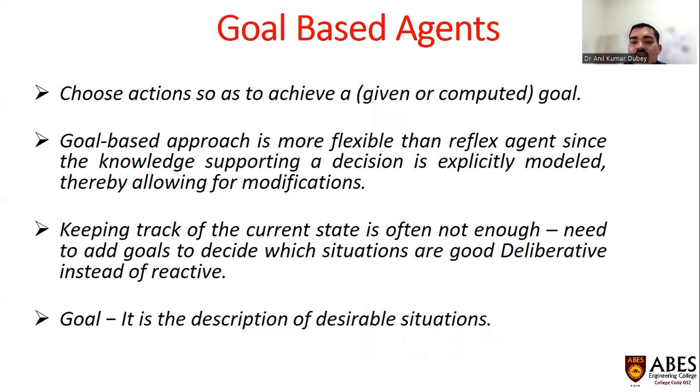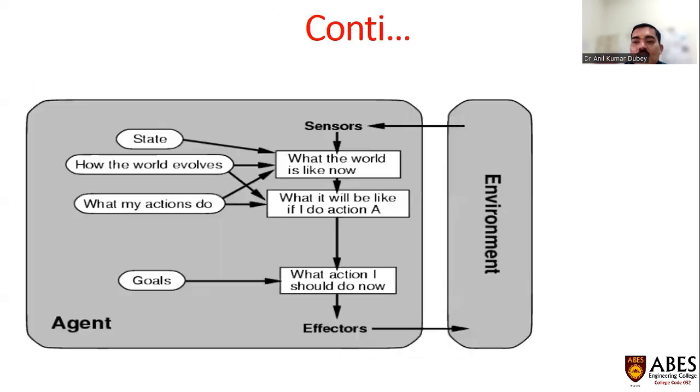Keeping track of the current state is often not enough. We need to add goals to decide which situations are good, deliverable, instead of reactive. Goal is what? It is the description of desirable situations. So, the architecture of the goal-based agent: the first part is the environment, and the second part is the agent.